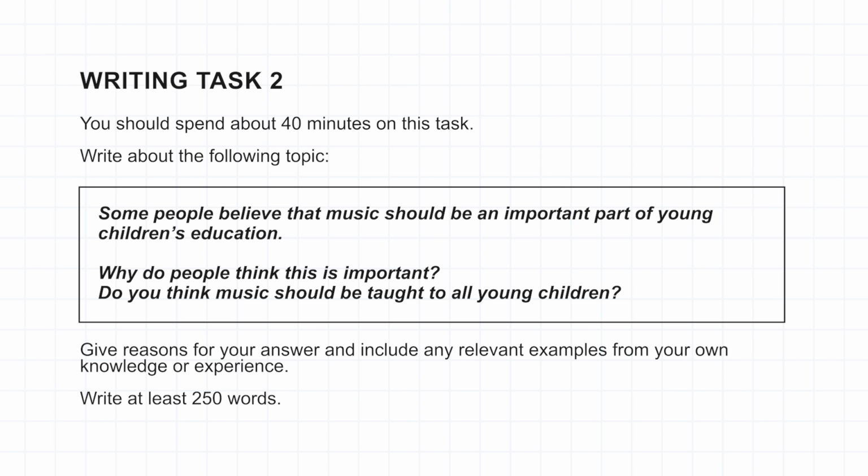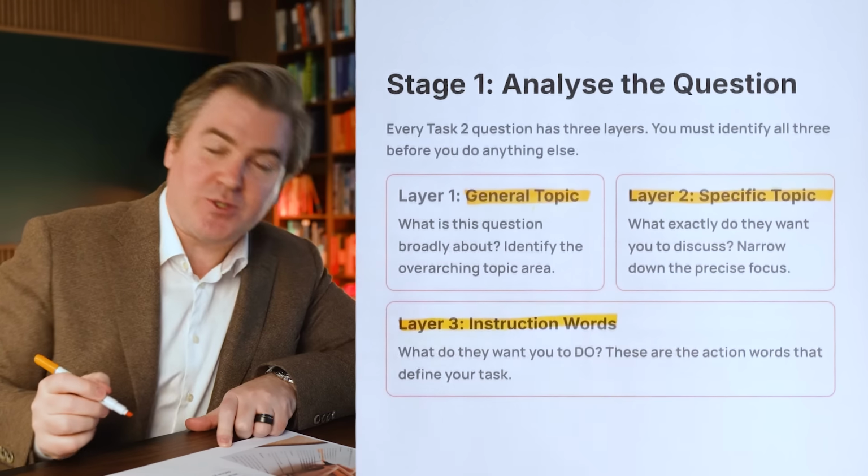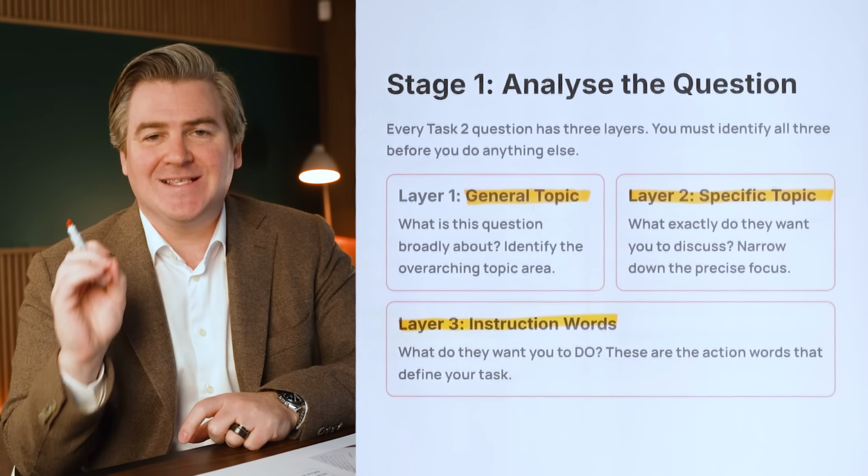You're narrowing your focus to the subtopic underneath that. So for example, if the general topic was education, but the subtopic was maybe about music and teaching music to young children, that is not generally about education. That is a very specific thing within the general topic. And then layer 3 are the instruction words. They are telling you exactly what to do.